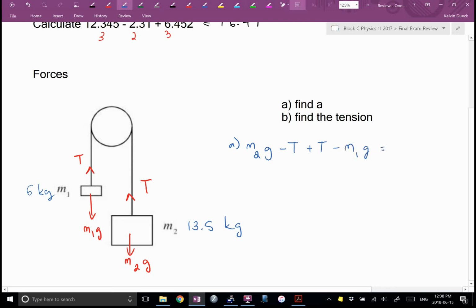What's that going to equal? I've got to be fussy, not MA. M1 plus M2, or M all, times A.